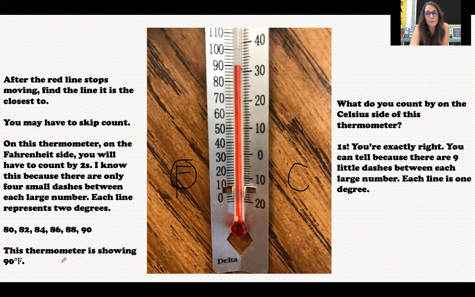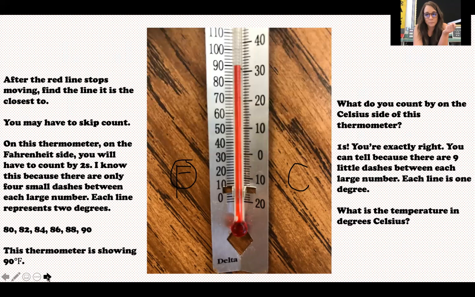Okay, you have to be very careful whenever you're using a new thermometer, because like we just saw a couple minutes ago, not every thermometer looks like this. Every thermometer is different. Sometimes you don't have to skip count, sometimes you do. Sometimes you might be counting by 2s or 3s or 5s. So it's very important that you look closely at those lines to see what you're going to have to skip count by for each of those little dashes.